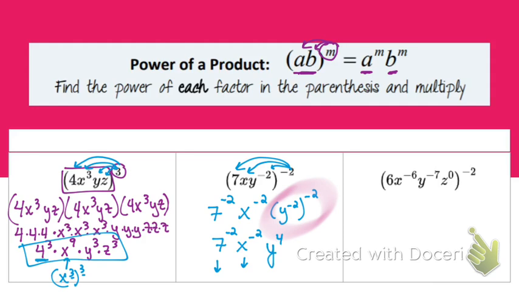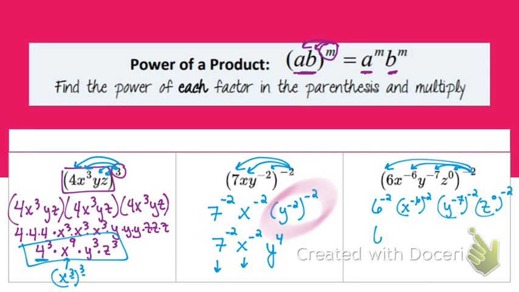All right, for this last one, apply this negative 2 to all four terms. So the 6 goes to the negative 2, the x to the negative 6 gets raised to the negative 2, etc. Again, we'll deal with this negative exponent shortly. Zero times anything is 0. And we'll also deal with this 0 exponent in just a bit as well.